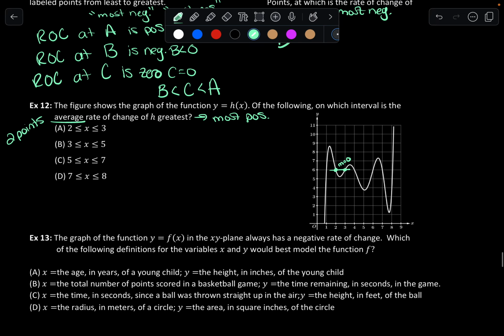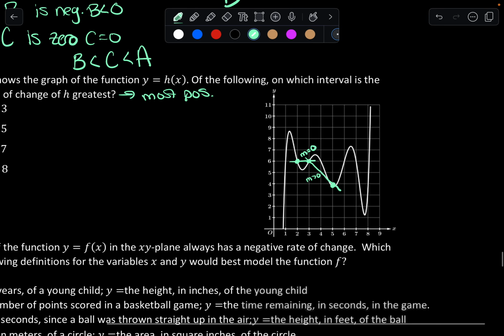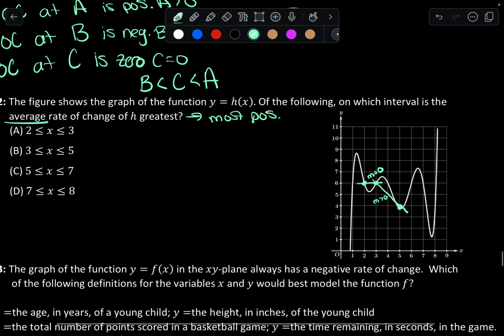The next interval is from 3 to 5. So if we go from 3 to positive 5, if I draw a secant line between these points, the slope is going to be less than 0. So it's going to be negative. So right now, the most positive is going to be A. So I'm going to go ahead and X out B.